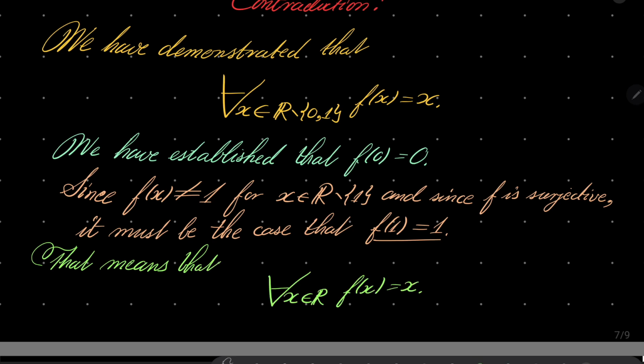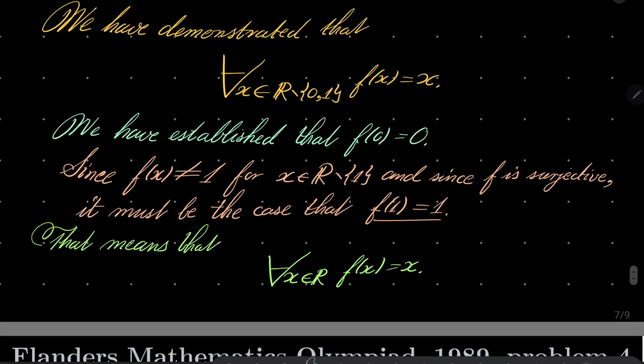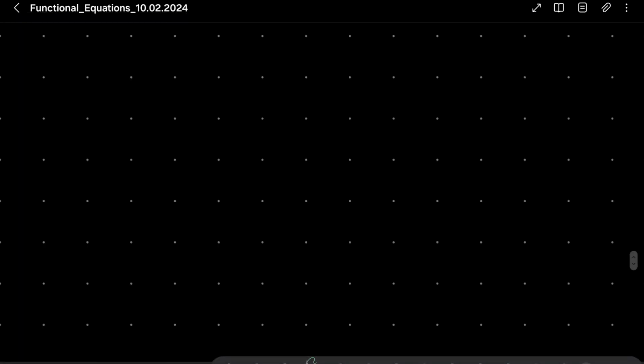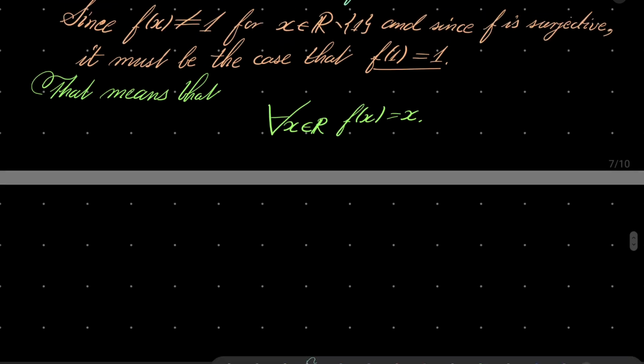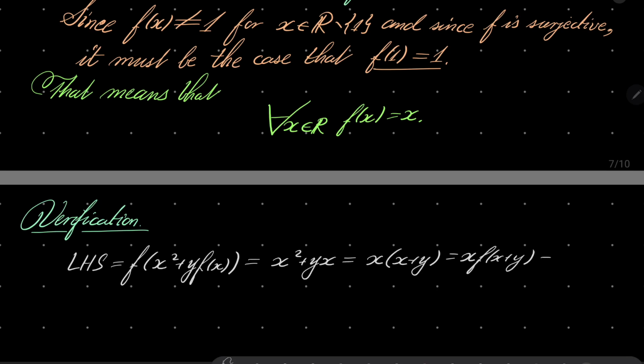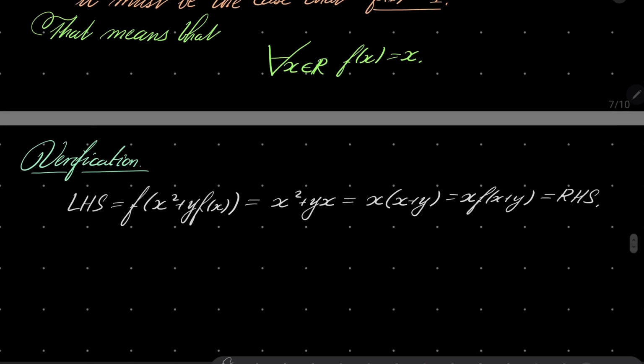And let's do verification. Verification is very easy. Verification of our equality. On the left-hand side, in our original equation, we have f of x squared plus y times f of x, which equals x squared plus yx. And on the right-hand side, which can be written as x times x plus y, which is x, f of x plus y, which is exactly the left-hand side. So it is verified.